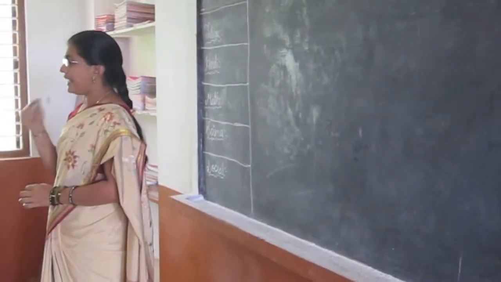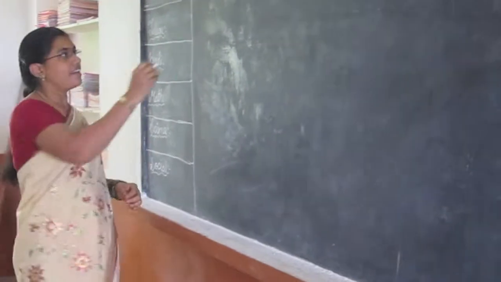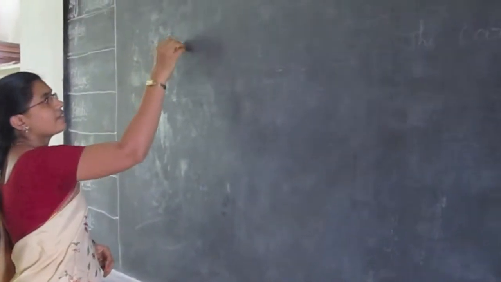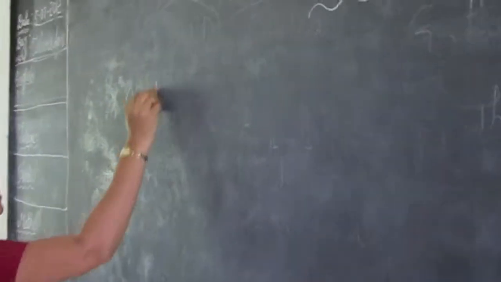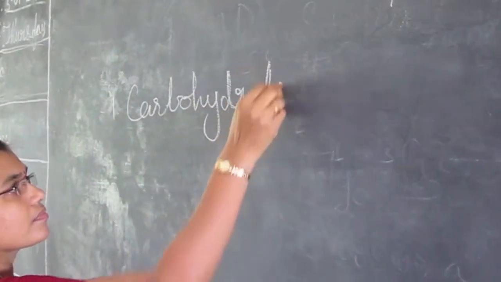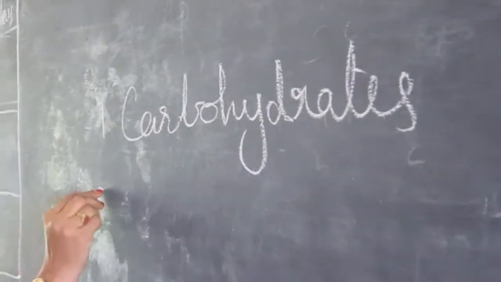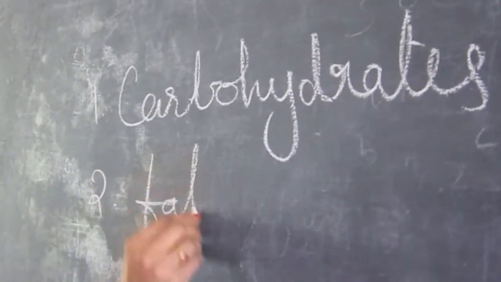Main components of daily diet. What are the components of our daily diet? Carbohydrates. Second one? Third one?